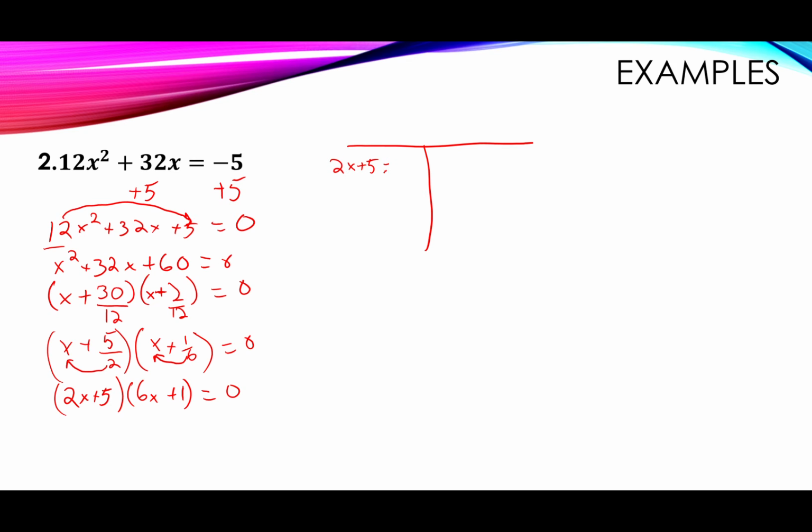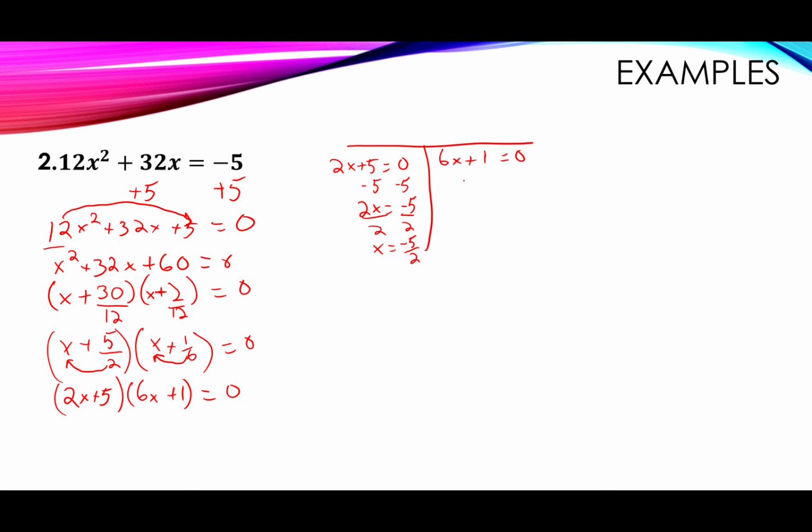2x plus 5 equals 0. 6x plus 1 equals 0. And then I solve. I'm going to subtract 5 on both sides. So that leaves me with 2x equals negative 5. Divide by 2. That leaves me with x equals negative 5/2. And it's okay to leave that as a fraction right there.